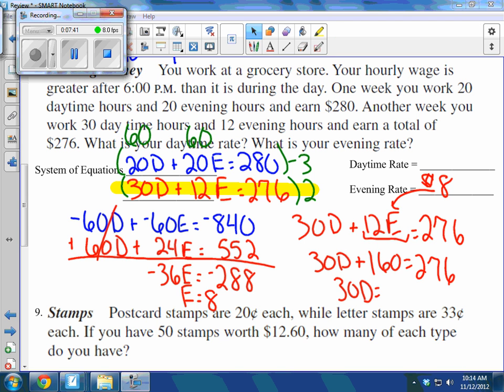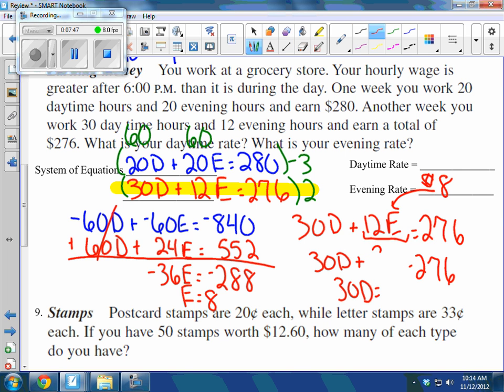Okay, I have to back up a little bit. I did my math wrong. 12 times 8 is not 160. It is, sorry, 96. So now what I'm going to do is take the 276 and subtract 96. And when I do that, I get 180. And now when I'm done dividing, D ends up being 6. So my daytime rate is $6 and my evening rate is $8.